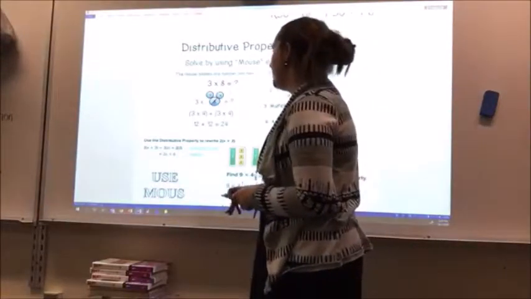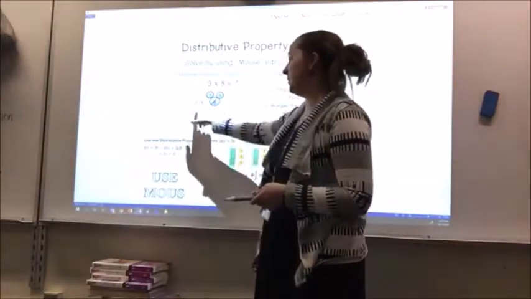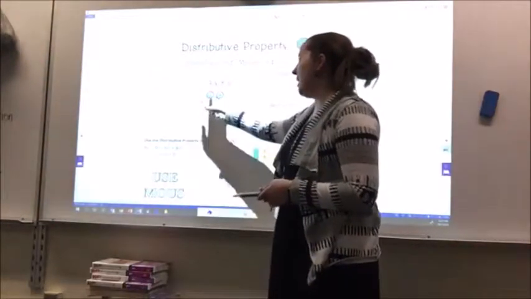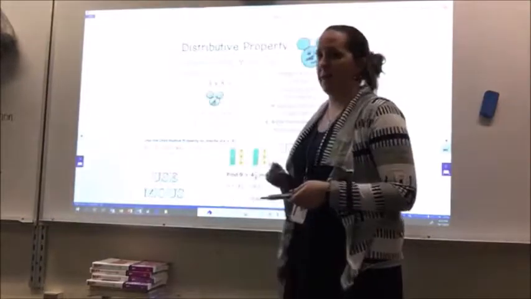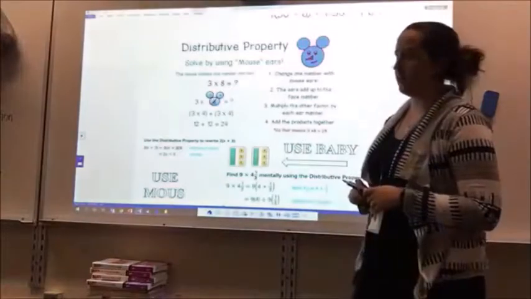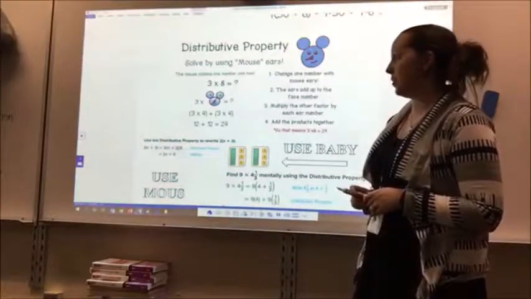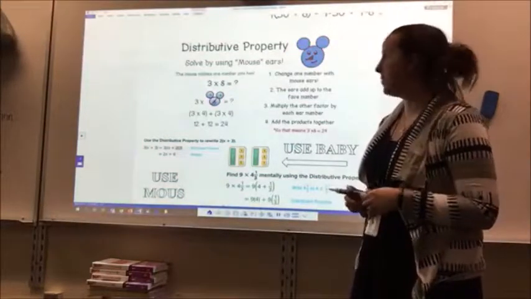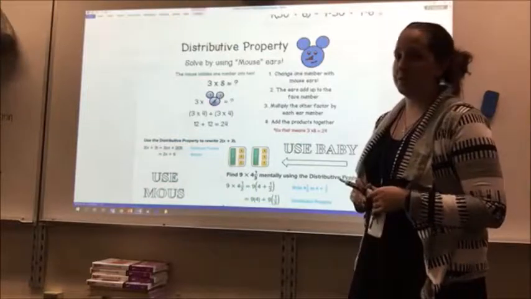So then I can rewrite the expression using the distributive property. 3 times 4, which is in my first set of mouse ears, plus 3 times 4, which is in my second mouse ear. Well, 12 plus 12 is 24, because 3 times 4 is 12. 3 times 8 also gives me 24.